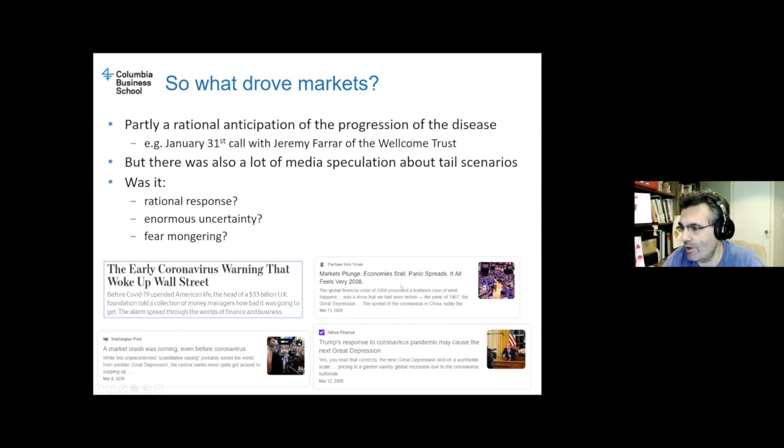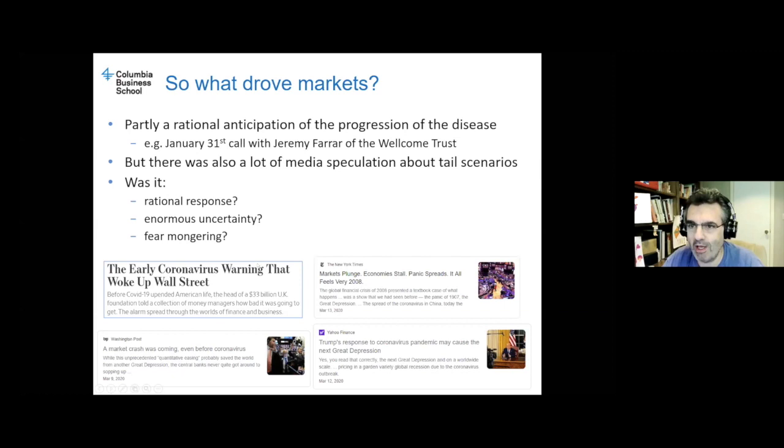The New York Times writes an article, perhaps less speculative, but describing what's going on in very stark terms. Markets plunge, economies stall, panic spreads. It all feels very 2008. So again, these kinds of headlines are part fact, part editorializing a little bit by the journalist or the headline writer. And then other headlines were even more severe. Here's one that says Trump's response to coronavirus pandemic may cause the next Great Depression.